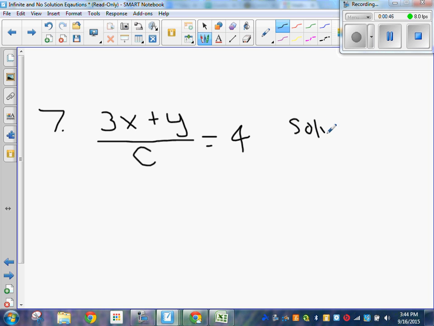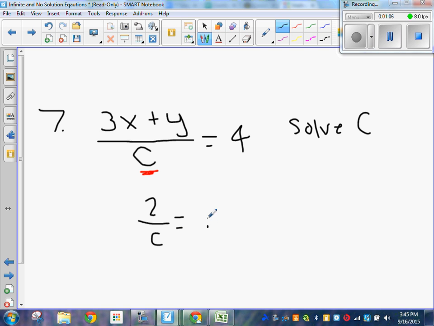The first thing I see is c, the variable, is way down here at the bottom of our equation. It's in the denominator, and that's sort of a problem. And if it helps you, think of it like this. I'm just going to change this equation to illustrate something for us.